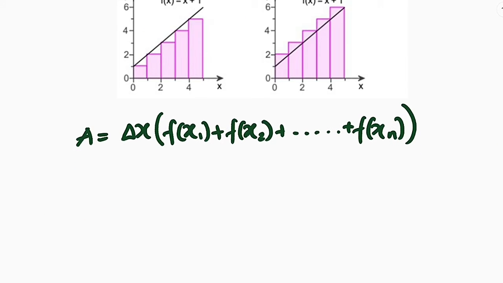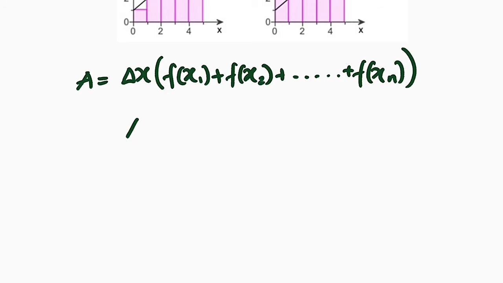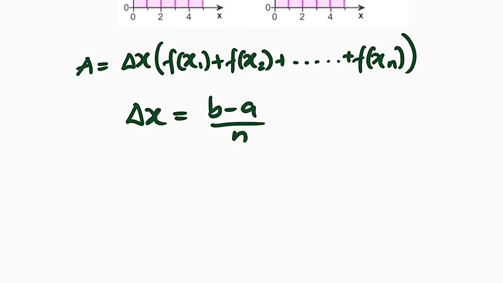But suppose the diagram is not given to you, you can always use this formula. Dx is equal to b minus a divided by n. B here is the upper limit, this is the lower limit, n is the number of rectangles. All right. So we have seen that dx is 1.